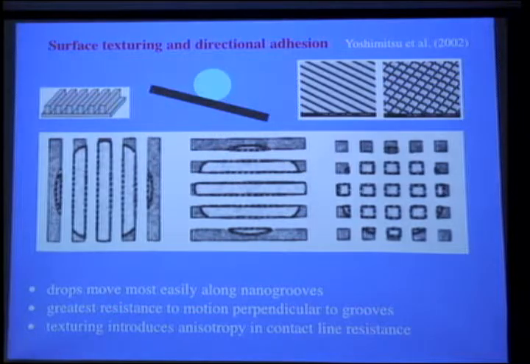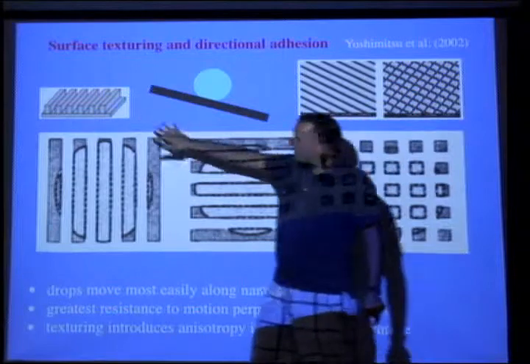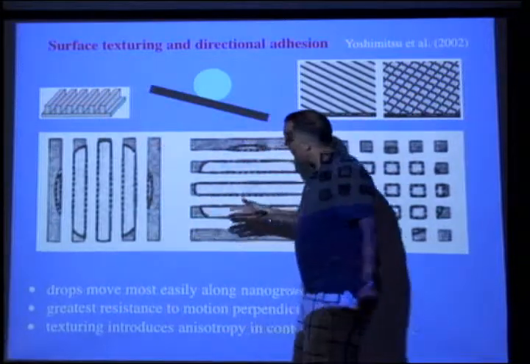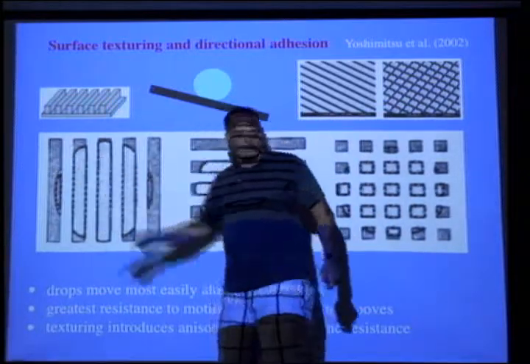Right? And there are other things that you can do. You can make a directional surface by texturing. So if you put a drop on a grating, then the drop will roll with relative ease in that direction, but not across the grating.